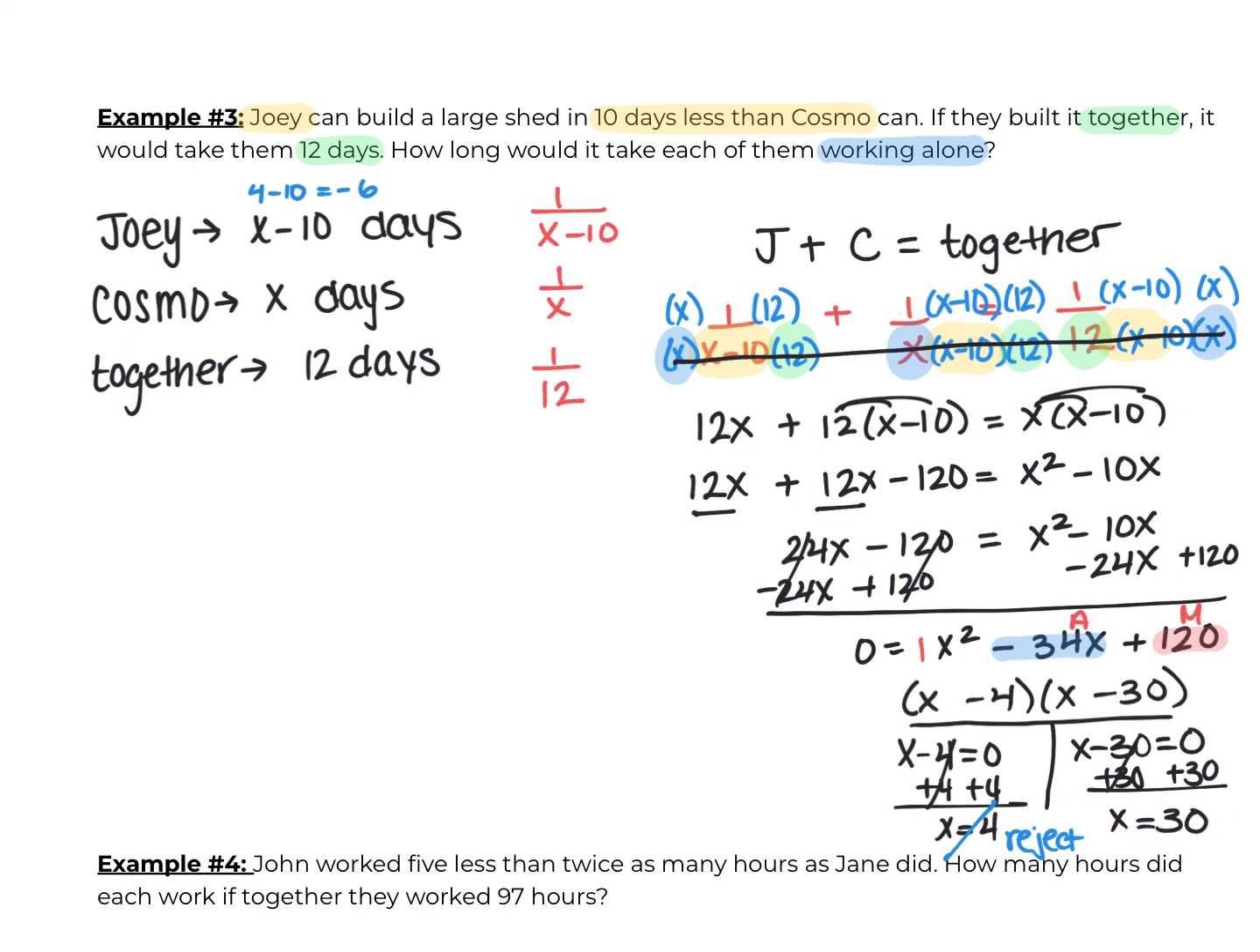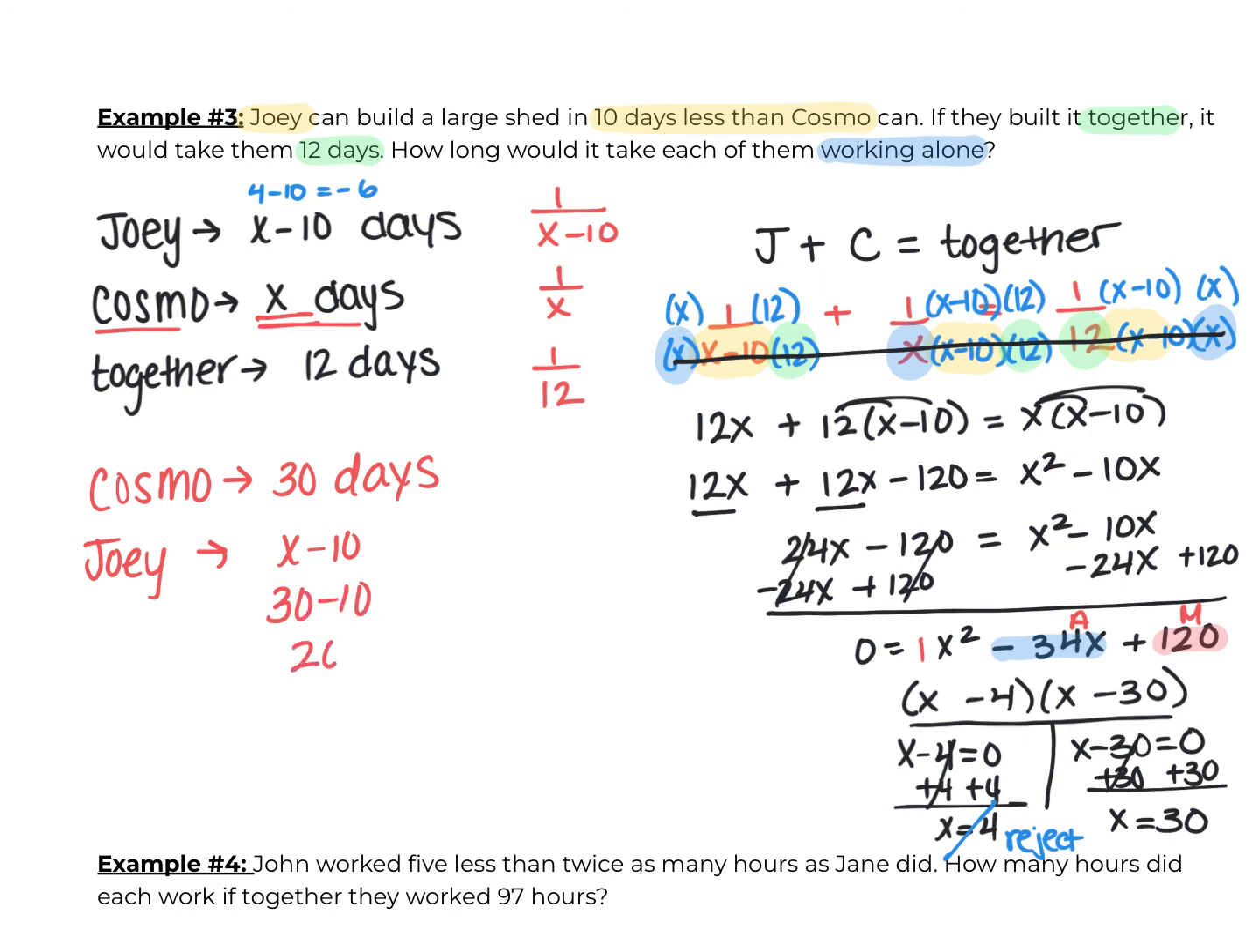So if X is 30, that's Cosmo's, right? Cosmo is X days. So to answer the question, Cosmo can do the job in 30 days, and Joey can do the job in X minus 10 days. So if Cosmo is X and X is 30, 30 minus 10 would give me 20. So Joey can do the job in 20 days. So that would be your answer, right? They're asking how long would it take each of them if they worked alone. So 30 days and 20 days.